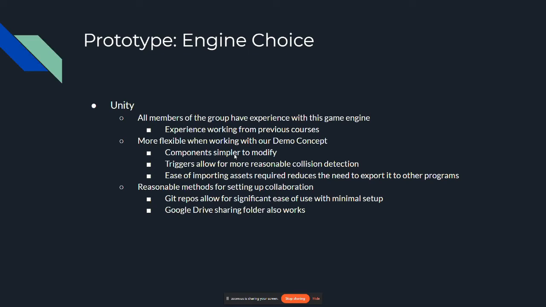Additionally, Unity is very flexible. With the knowledge that we have, Unity is extremely flexible when working with our demo concept. For starters, because of the way Unity deals with components, it will be extremely easy to modify and actually build the prototype with some of the more built-in features of Unity, such as triggers. We will be able to easily deal with collision detection and fix some of our issues, and get to a reasonable point where we can actually have something ready to show.